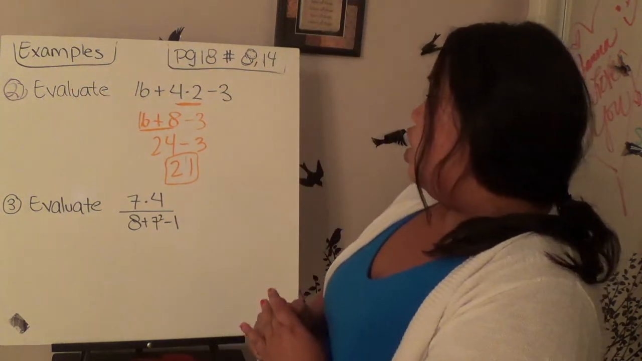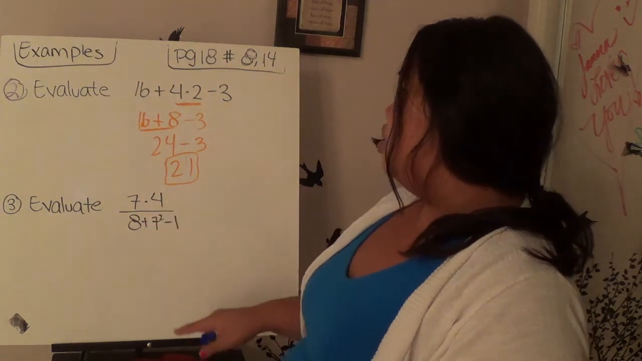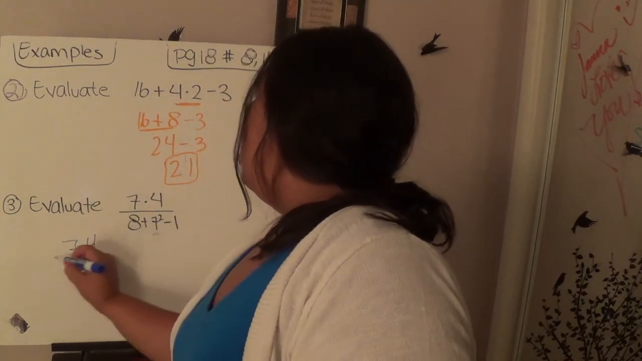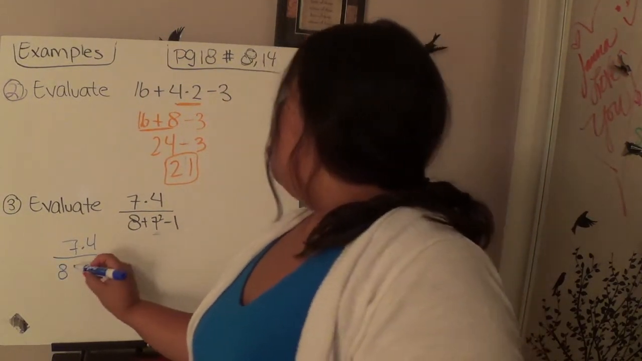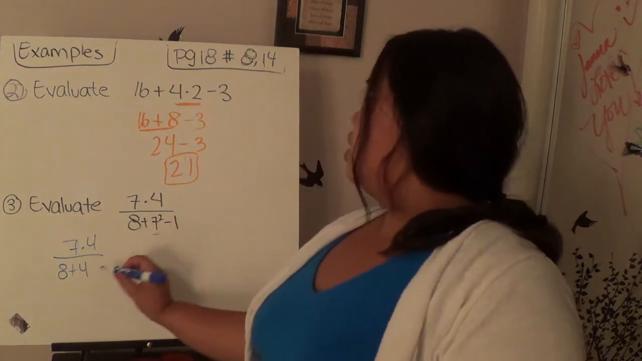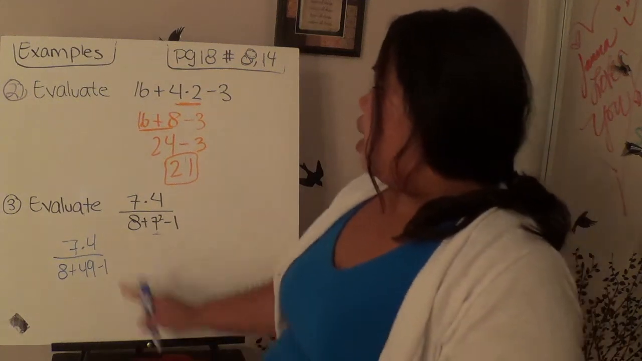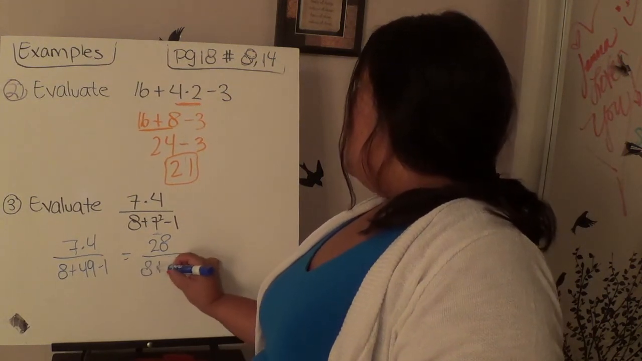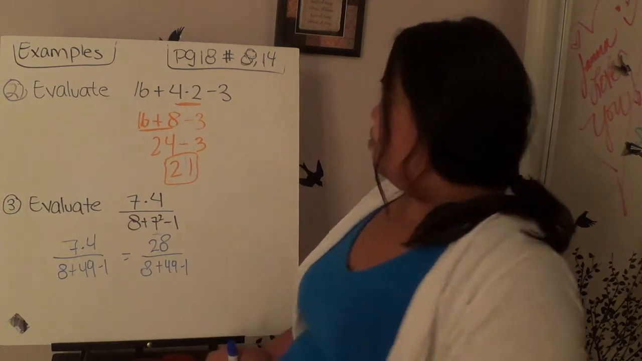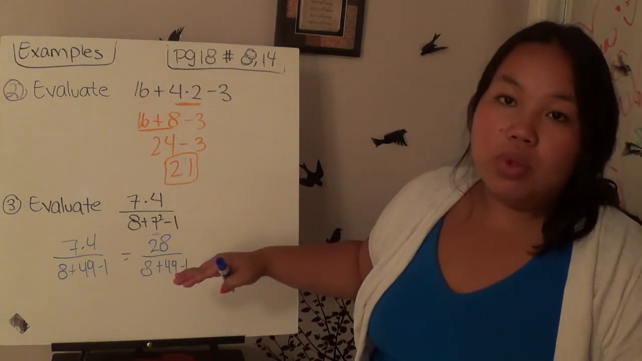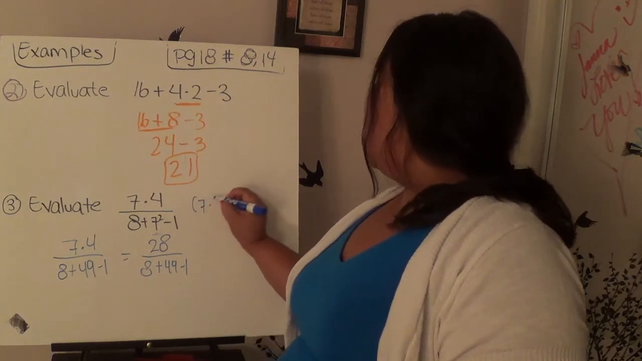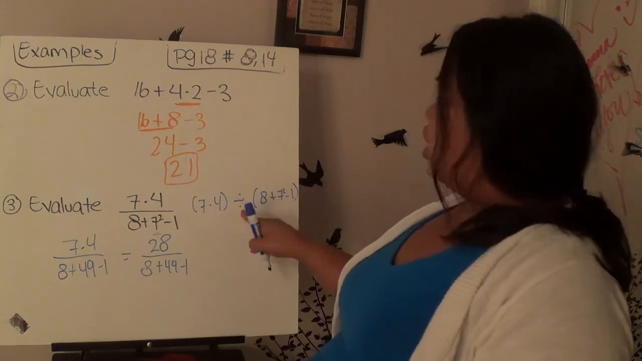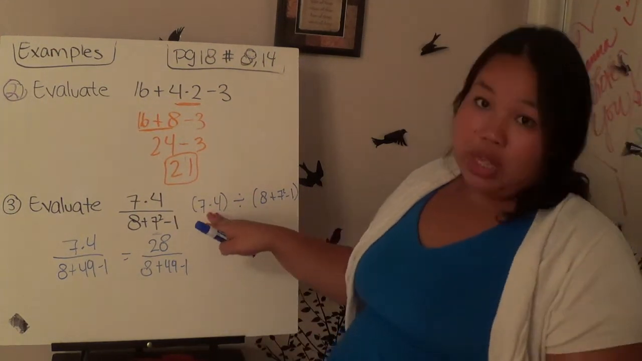The last one is evaluate. This is telling me to go ahead and first we're going to do multiplication. Well, first we have a power, so this goes first. So now I'm going to do 7 times 4 over 8 plus 49, because 7 squared is 7 times 7, 49, minus 1. Then I'm going to do multiplication. 7 times 4 is 28, all over 8 plus 49 minus 1. Okay? Think of these as two different problems. Because what this looks like is actually this: 7 times 4 divided by 8 plus 7 squared minus 1. That's what it looks like. That's the same thing. So I'm going to first solve the top and then I'll solve this one.